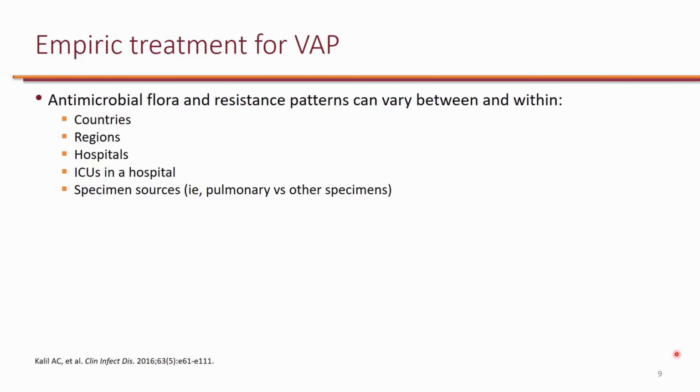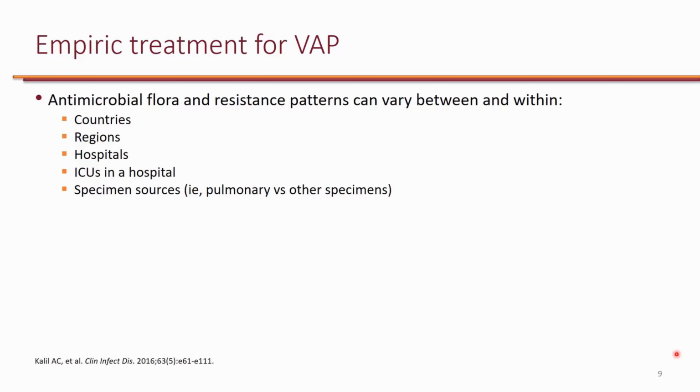Because VAP is caused by drug-resistant organisms, it is extremely important to be aware of drug resistance variations. These variations in resistance patterns can occur at the country level, so different countries have different patterns. Within regions, so different cities or different parts of a large city may have different patterns, as well as hospitals. Different hospitals can have different patterns of resistance. Even within a single institution or single hospital, different ICUs can have different resistance patterns.